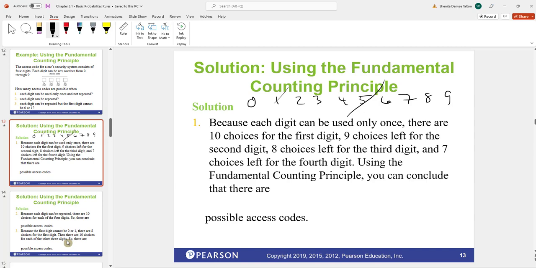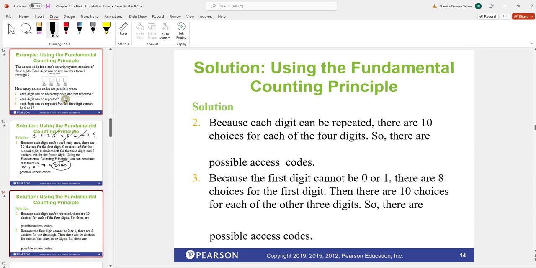That leaves me with 8 choices. Let's say I pick a 3 next. This leaves me with 7 choices. My last one, let's say I pick a 7. Then I'm done. So the way you would calculate this is 10 times 9 times 8 times 7. When you calculate it, you get 5,040 possible access codes.